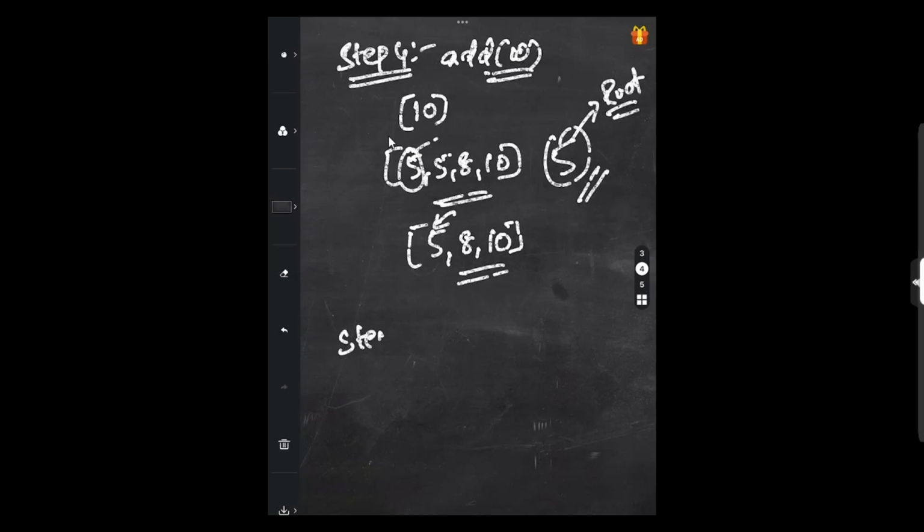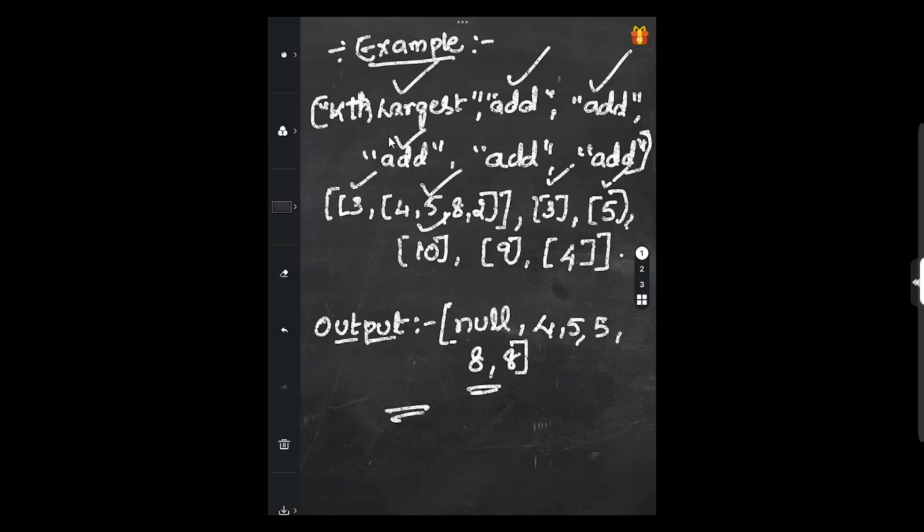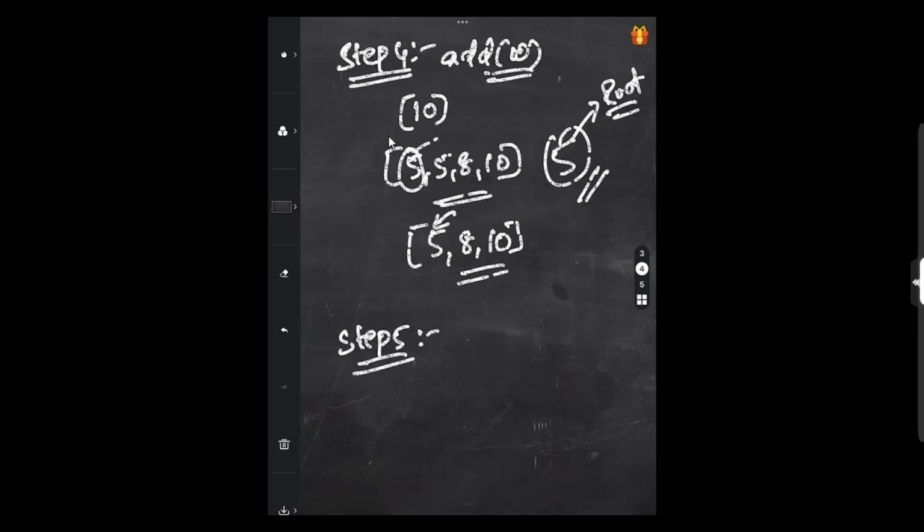So let's move on with step 5, right? So this one will be, let's consider here. This one we have considered add of 9 and add of 4, right? Let's keep this one in mind. Add of 9 and add of 4. So here we are inserting add of 9. We are inserting 9 to the 5, 8, 10. This will be 5, 8, 9 and 10.